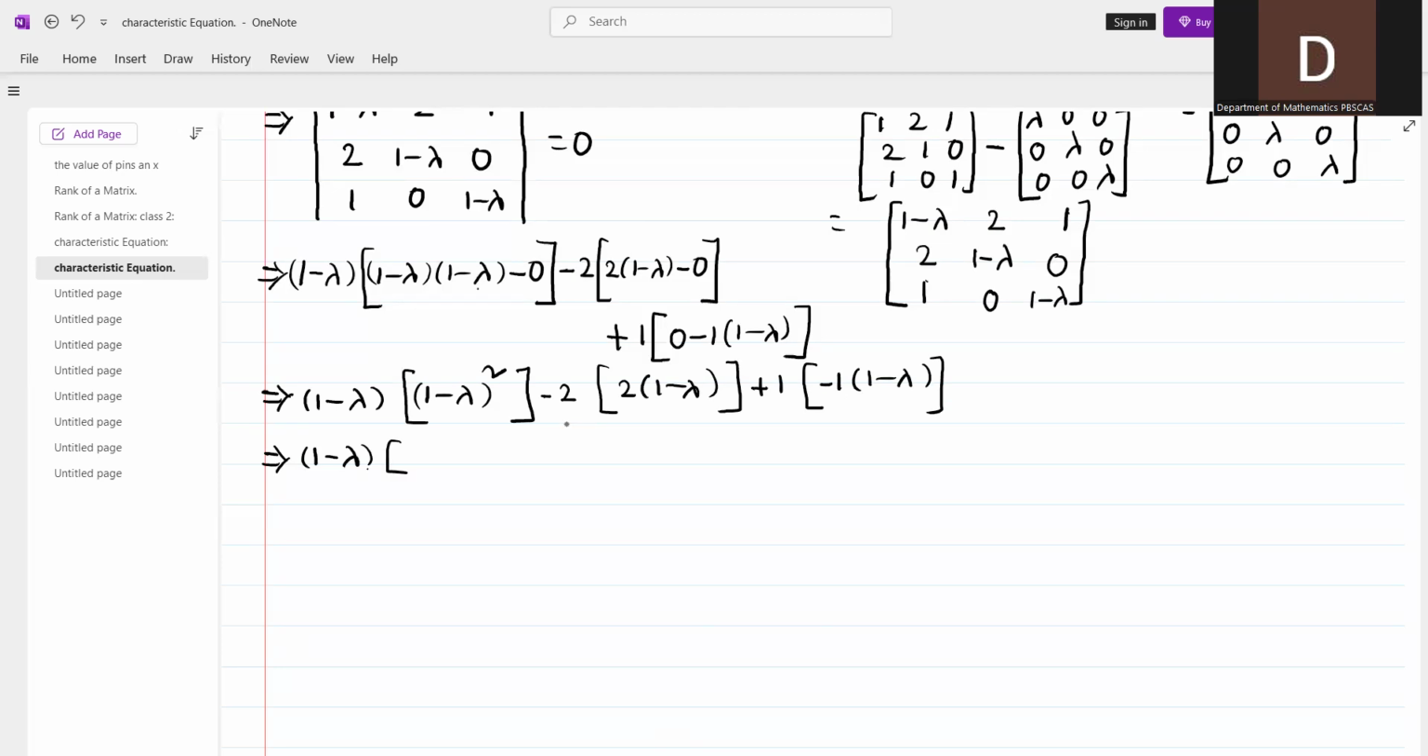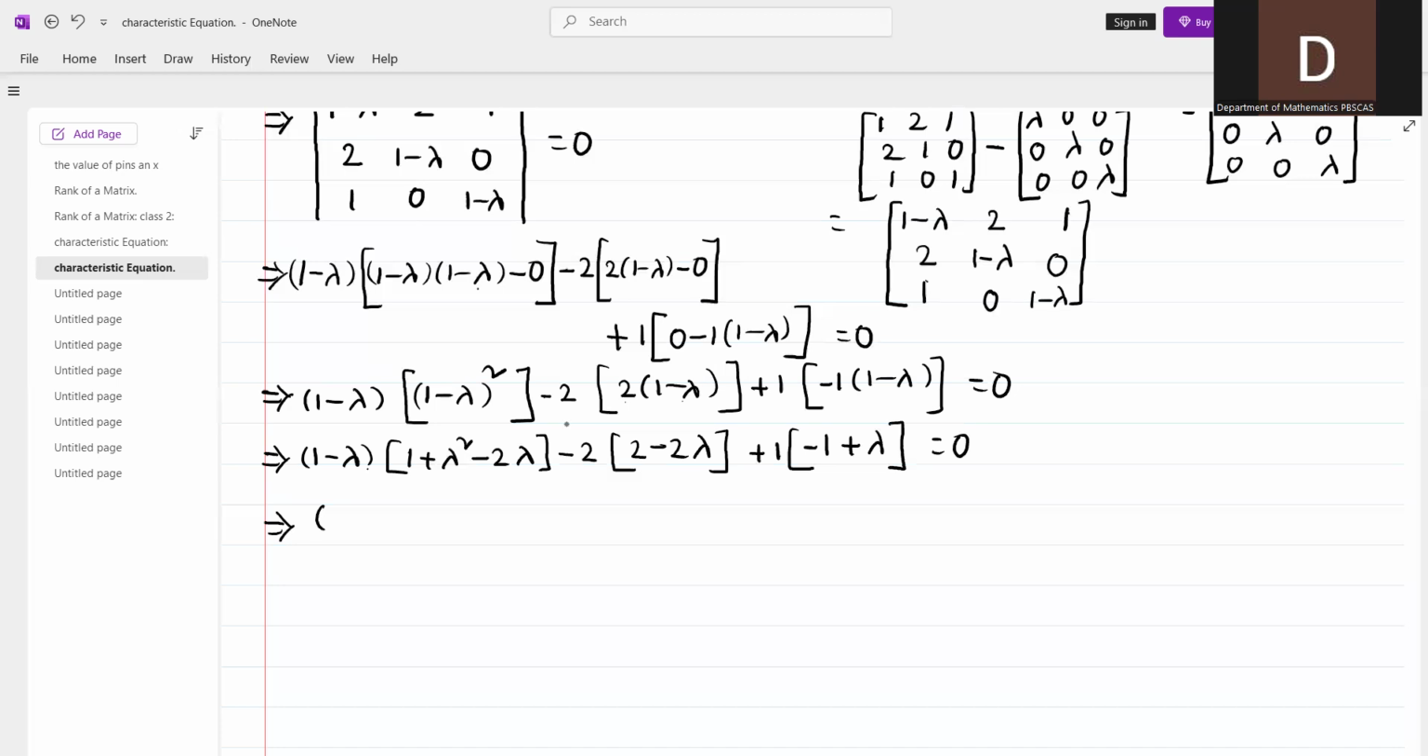So this is the (a minus b) whole square formula: a square plus b square minus 2ab, so 1 minus 2 lambda plus lambda square. Minus 2 into 2 into 1 is 2, minus 2 into lambda is 2 lambda, plus 1 into minus 1 into 1 minus lambda, that is equal to 0. That implies, so we can multiply each and every element with 1 minus lambda, to 1 plus lambda square minus 2 lambda.